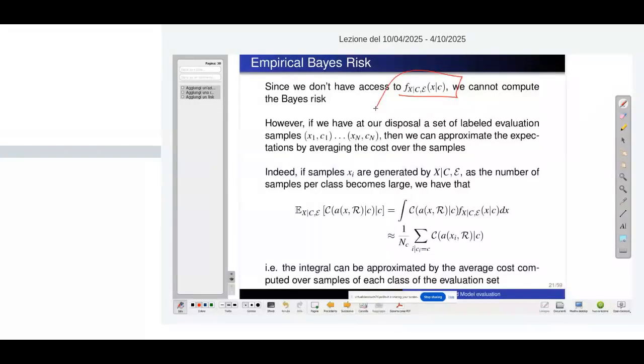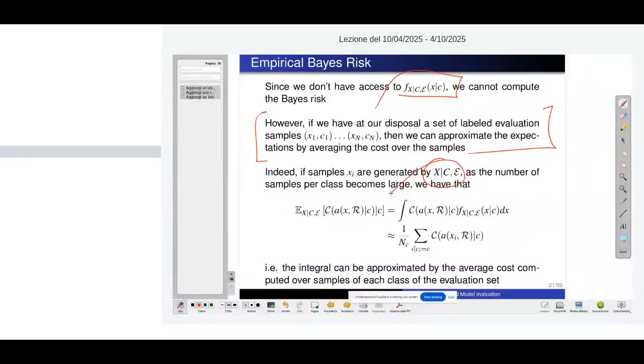Why is it a problem? Because we don't know this distribution. This is the class conditional distribution for the evaluation population. However, now we introduce the role of our evaluation set. It's true that we don't have application data, but we imagine that we have at our disposal a set of samples, which we call the evaluation set, taken from the same distribution as the evaluation population. So these are samples drawn from this class conditional distribution.